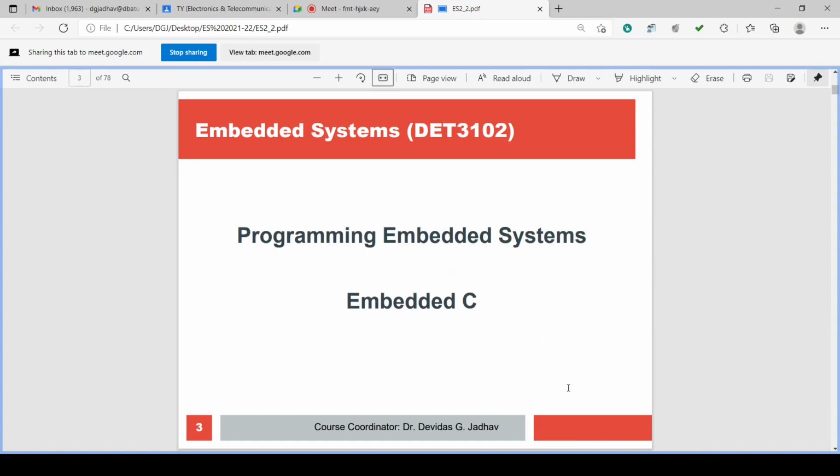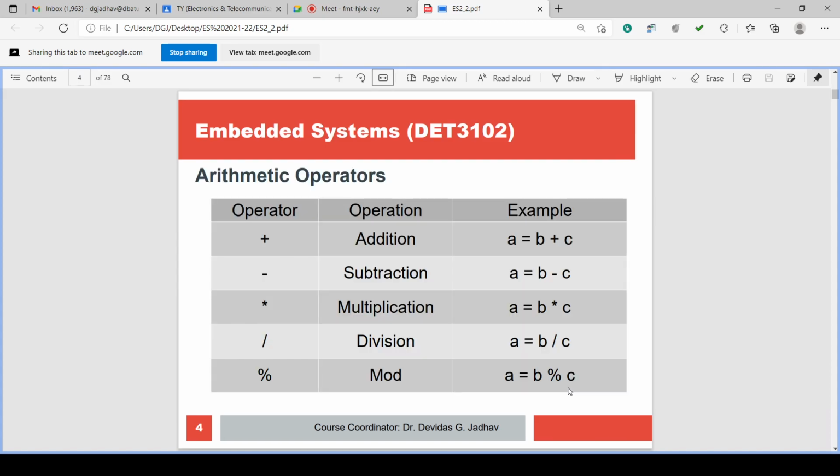So we have started programming embedded systems. There is a language we have selected, generally used, most popular is embedded C. Why embedded C? That we have discussed in the previous few lectures. Let us have the details about arithmetic operators, arithmetic operators in C as well as embedded C. There is a table which has the operator, the operation due to that operator, and an example.